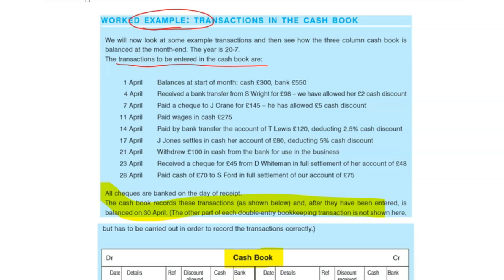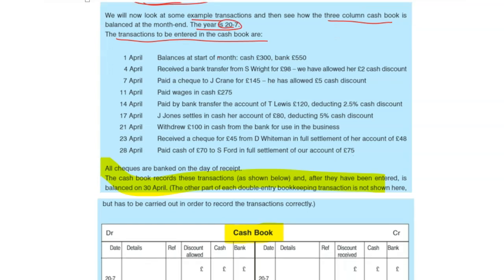Reading from the top, we will now look at some example transactions. A 3-column cash book. Yes, we call it 3-column. Why? Because discount, cash, bank, 3-column, whether debit side or credit side, both sides. The year end is 2017. Let's assume how many transactions? 1, 2, 3, 4, 5, 6, 7, 8, 9. Let's keep doing one by one. Let me read the first one. 1st of April, balance at the start of the month, cash balance £300 and bank balance £550.